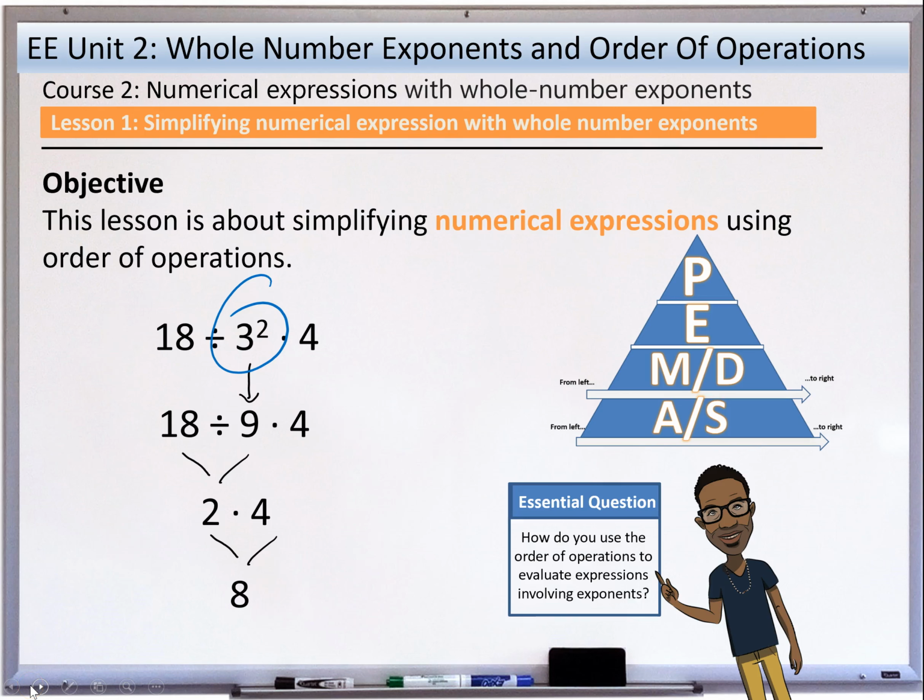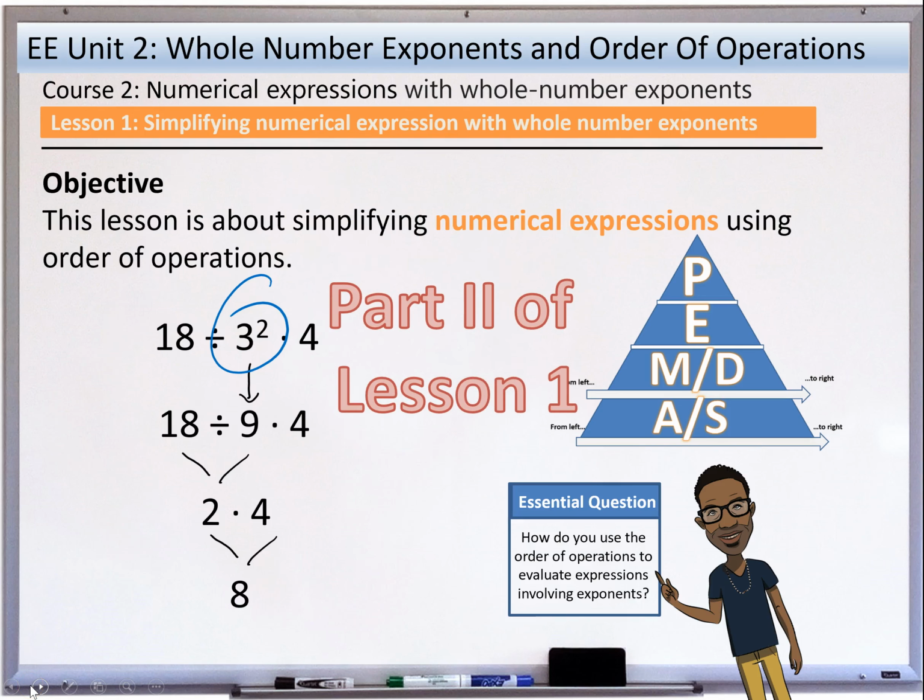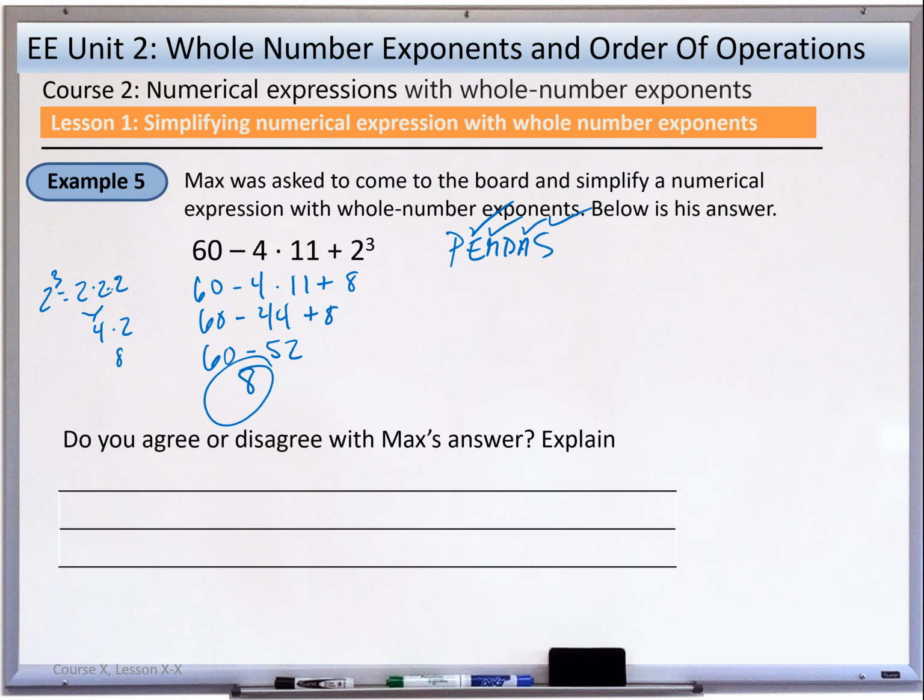Hello and welcome back to part 2 of lesson 1, where we are simplifying numerical expressions using order of operations. Our essential question is, how do you use the order of operations to evaluate expressions involving exponents? Let's get started. So here is a question.